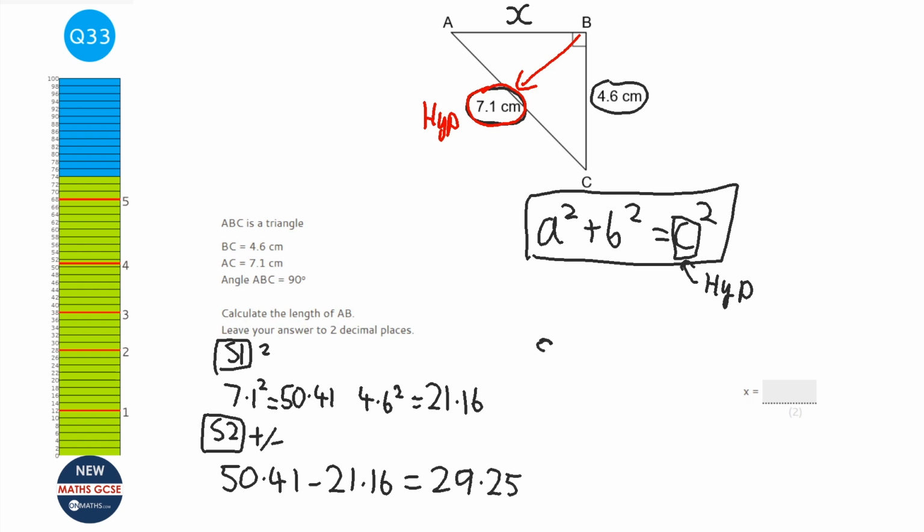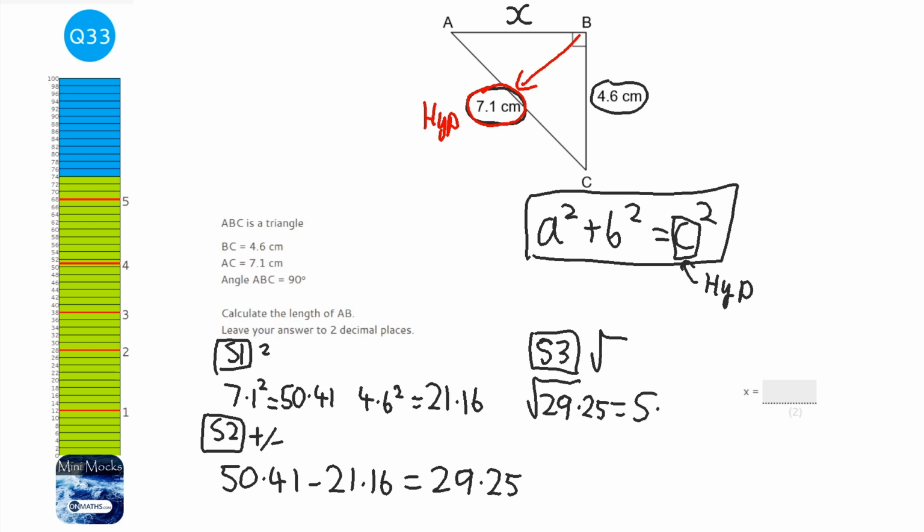Okay, and step 3 is a nice easy step. It's just root it. So with this one, I'm just going to press square root answer, and then I have, so I'm going to write that down, square root 29.25, and so that equals 5.4083, blah blah blah. It says it wants it to 2 decimal places, so I'm going to write 5.41 because that 8 moves that 0 up by 1.